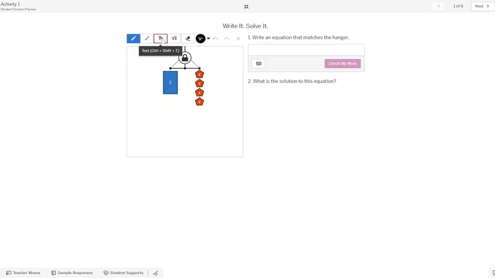I have a handy dandy tool here. I can now annotate. I see on one side 7 equals 1, 2, 3, 4, 4 x's. 7 equals 4x. Write an equation that matches the hanger. We'll go ahead and type that in here. And think to yourself, how would you solve this?